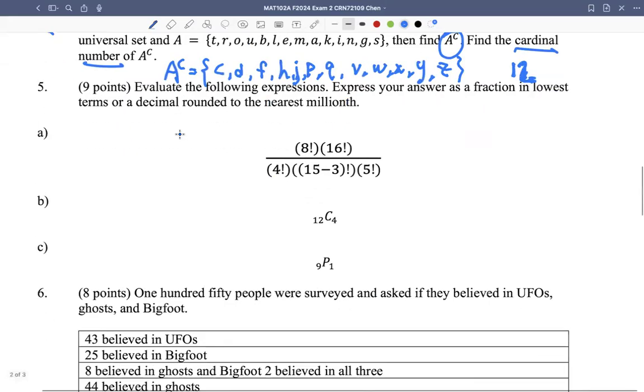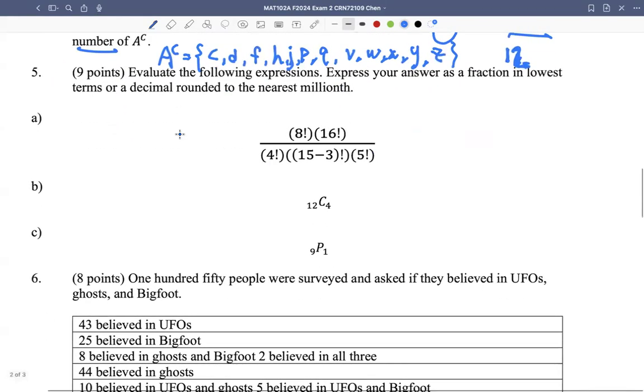Now let's see number 5. Number 5 is a calculation. Remember, a factorial, 16 factorial, means 16 times 15 times and so on until 1. Well, we need to do the parentheses first. So let's write down 16 factorial. Then the denominator will have 4 factorial, and 15 minus 3, we have to do this first. We have to subtract: 15 minus 3 is 12. 12 factorial. Then 5 factorial.